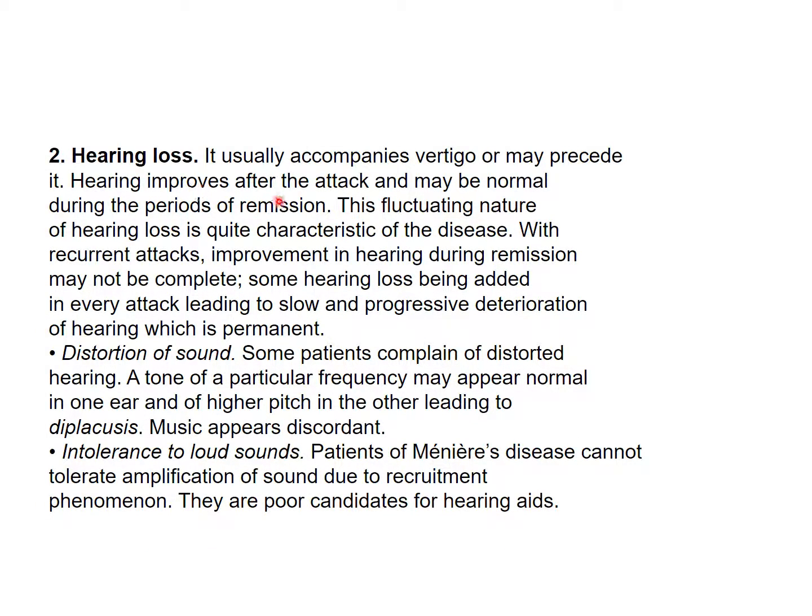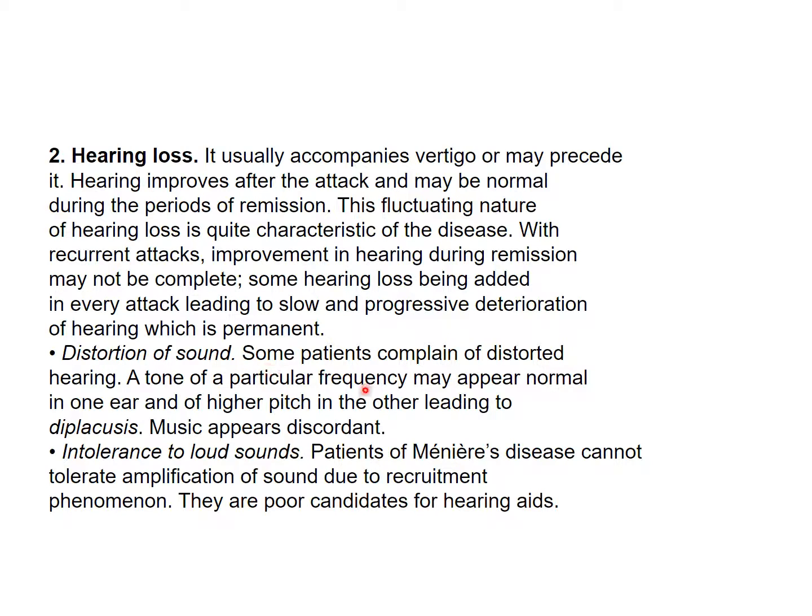Hearing loss. It usually accompanies vertigo or may precede it. Hearing improves after the attack and may be normal during the periods of remission. This fluctuating nature of hearing loss is quite characteristic of the disease. With recurrent attacks, improvement in hearing during remission may not be complete. Some hearing loss being added in every attack leads to slow and progressive deterioration of hearing, which is permanent.